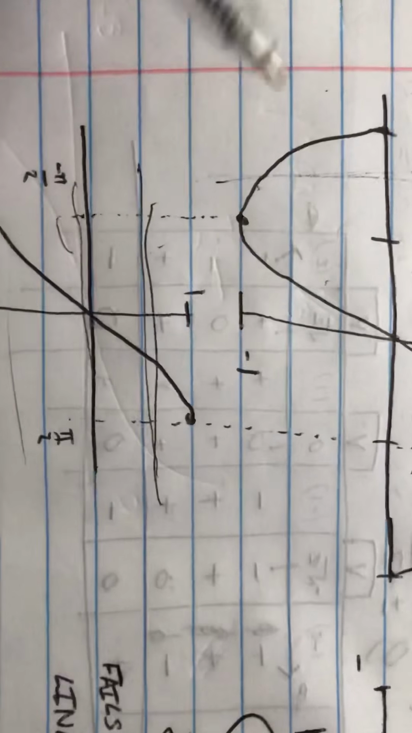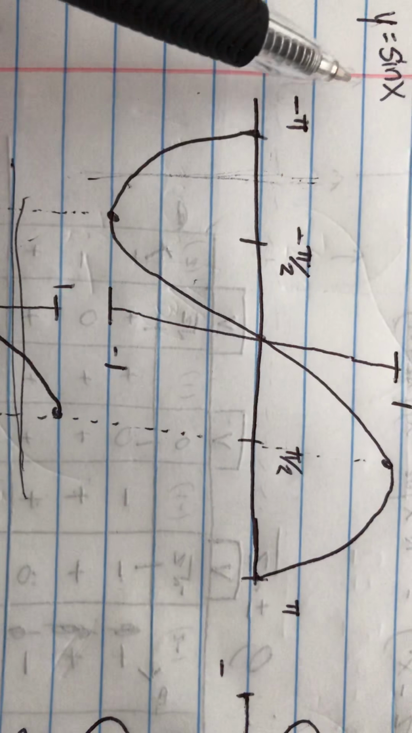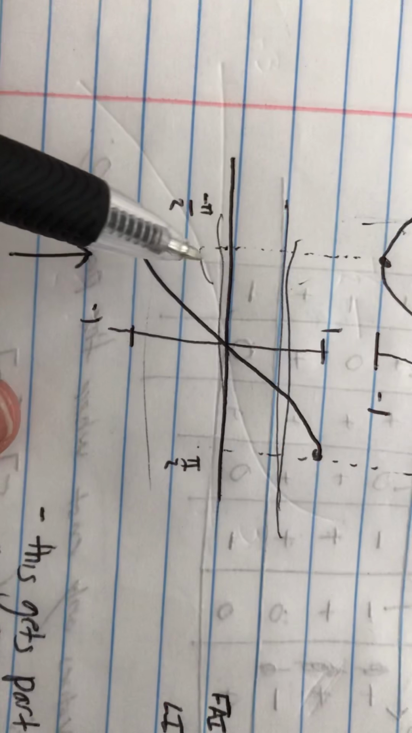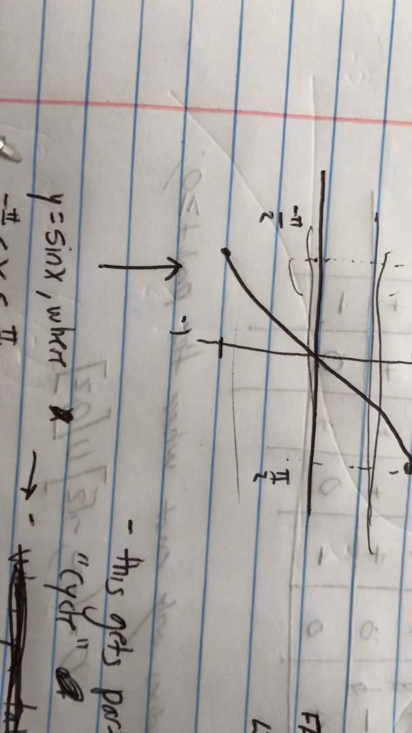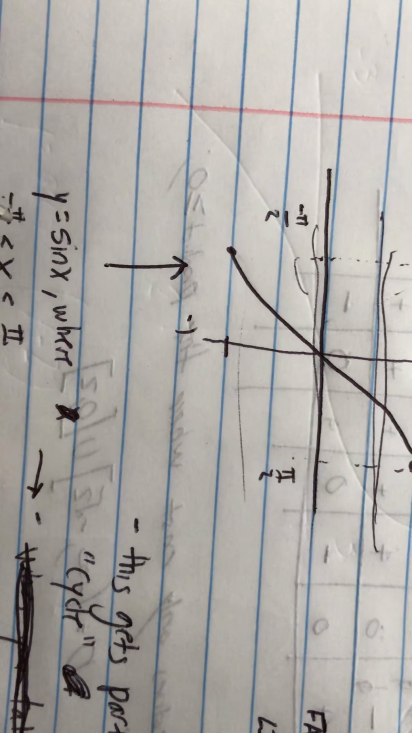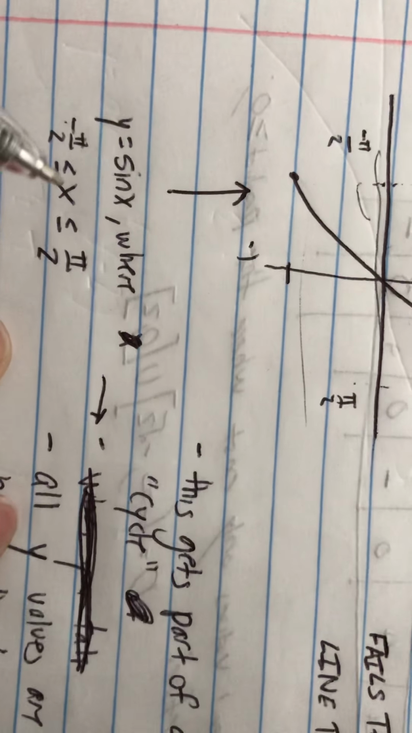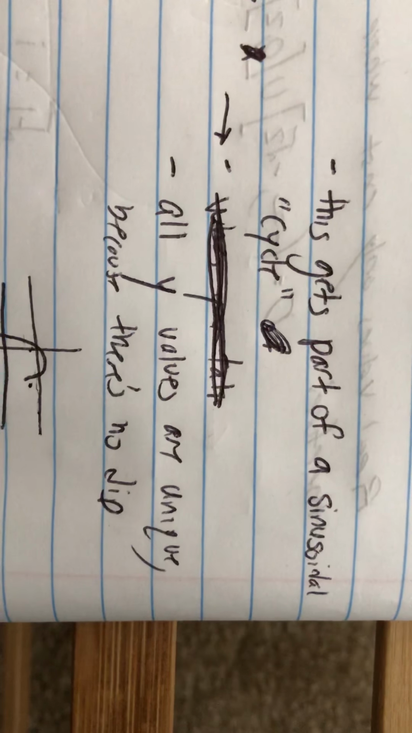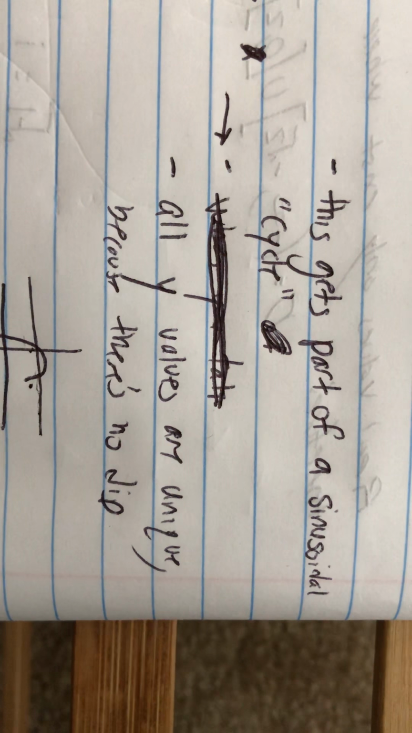To get around this, what mathematicians have done is take only a portion of y equals sine of x, which is between negative pi halves and pi halves. And they take this as the bounded values for y equals sine of x. What actually makes this unique is that this gets only part of a sinusoidal cycle, which means that all the y values in this situation will be unique because there's no dip.